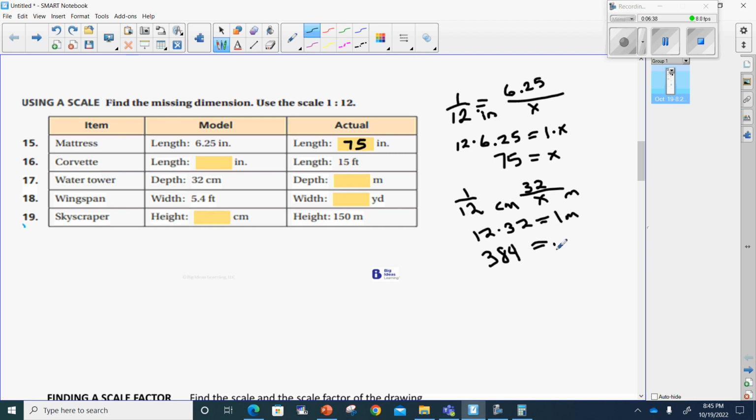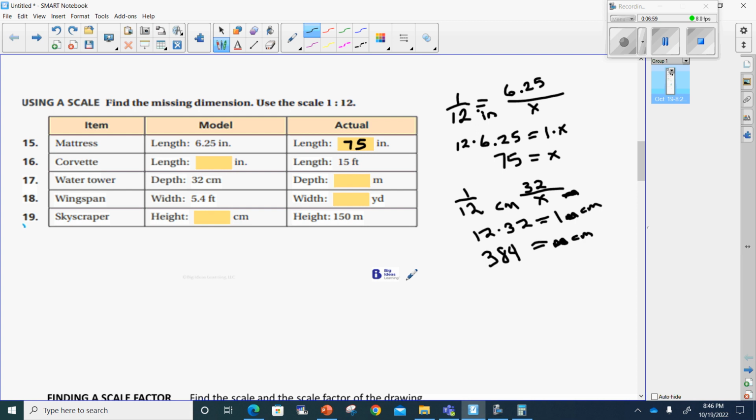Now remember, that's in meters. Now, here's the weird part. Actually, I'm sorry, this is in centimeters. So this should be a cm. We got to turn it to meters now.